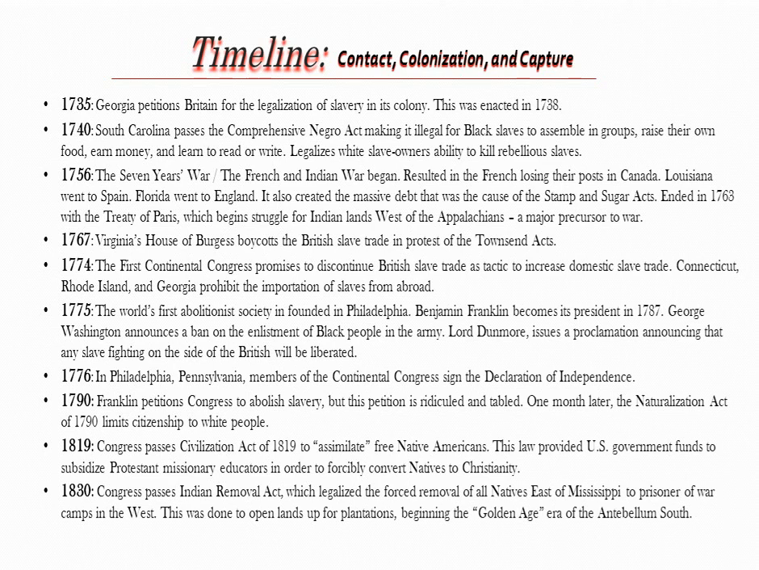Life on the continent began to really change with the Seven Years' War, which began in 1756. Also known as the French and Indian War, it changed colonial power structures and land holdings. The first thing that happened was the French lost their posts in Canada. Louisiana went to Spain, Florida went to England, but it also created the massive debt that was the underlying cause of the Stamp and Sugar Acts imposed upon the colonists by the British Crown.